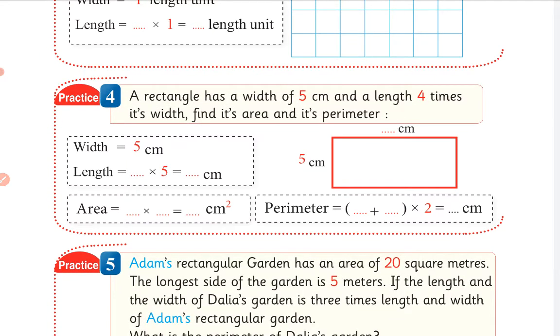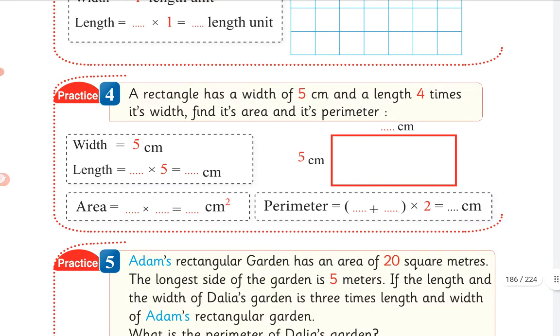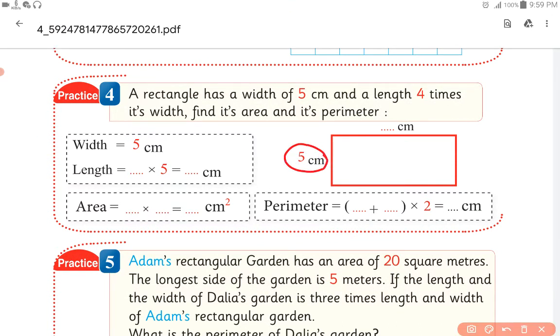هنا a rectangle has a width of 5 centimeter and a length of 4 times its width. عندي width equal 5 and the length equal 4 times the width. يبقى 4 times 5. 4 times 5 equal 20. يبقى length equal 20 centimeter. Now I want to calculate its area and perimeter.